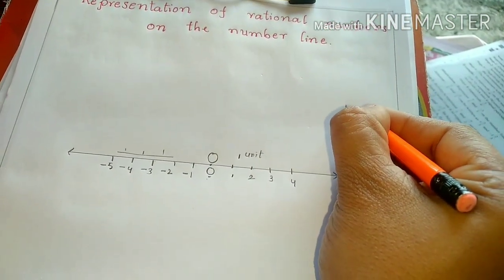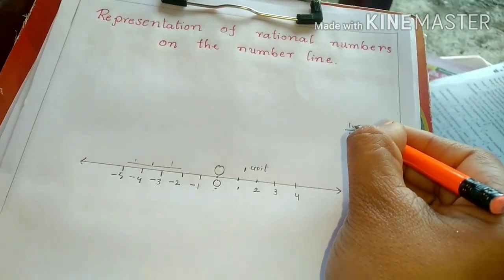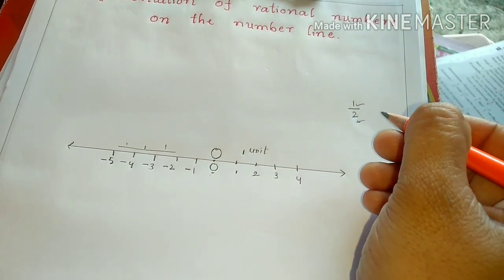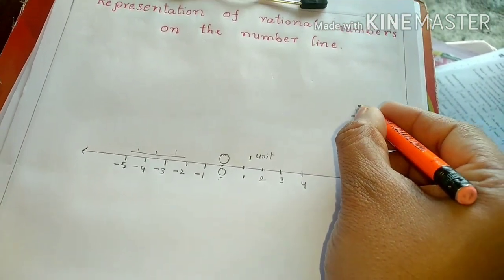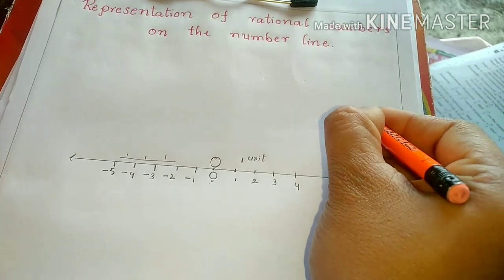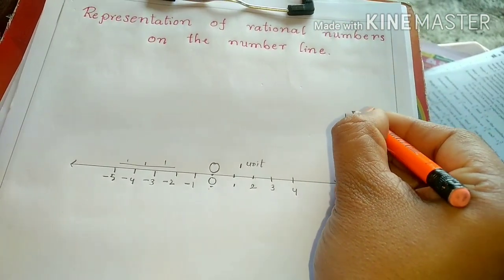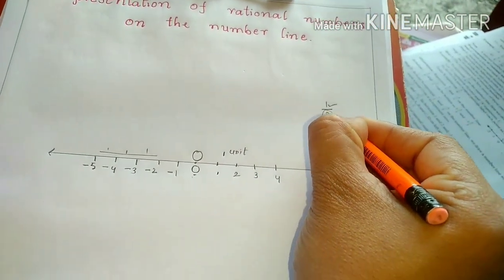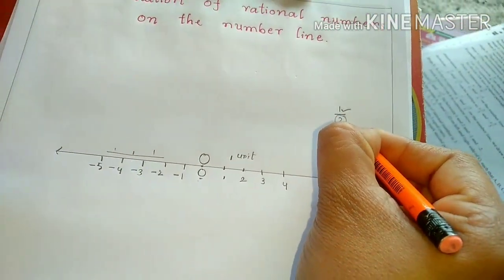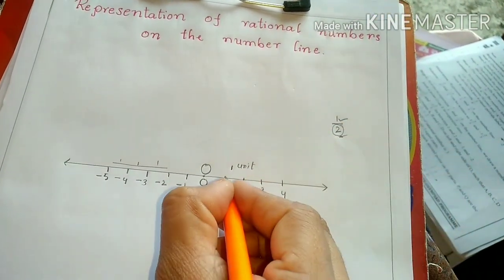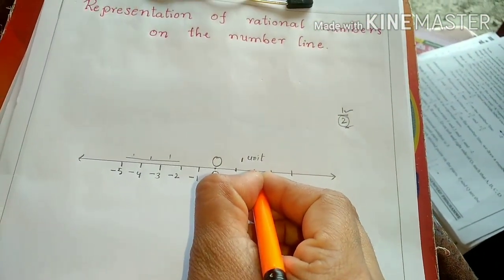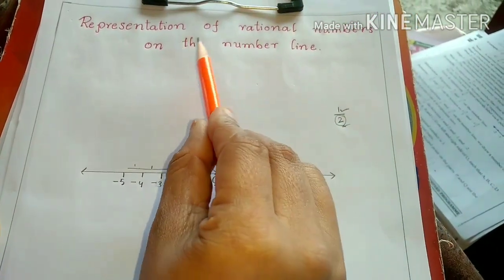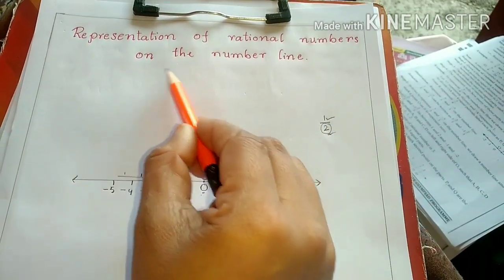Next, what does the numerator decide? The numerator tells how many of those parts are considered. So the numerator is how many parts of the number line we take, and the denominator is the size of the distance we take. Did you understand, children? This is the representation of rational numbers on the number line.